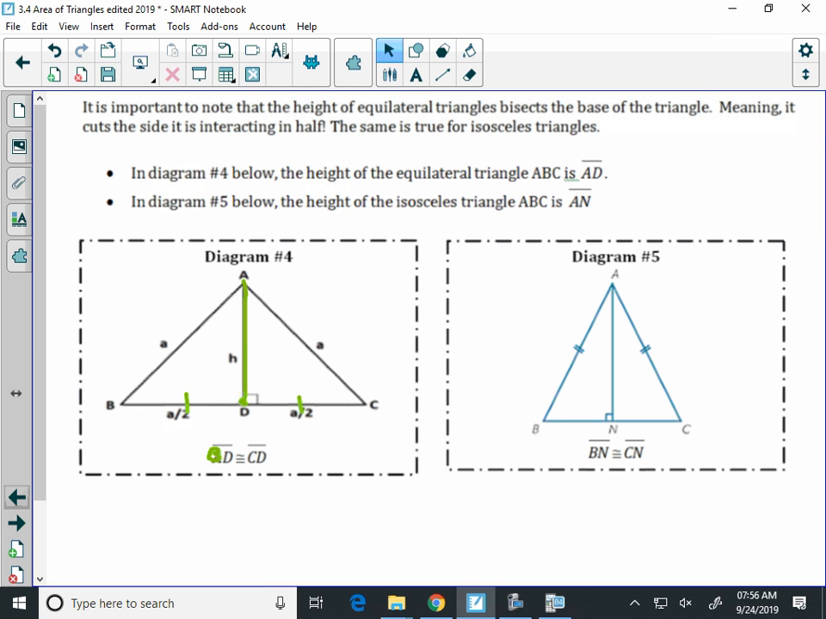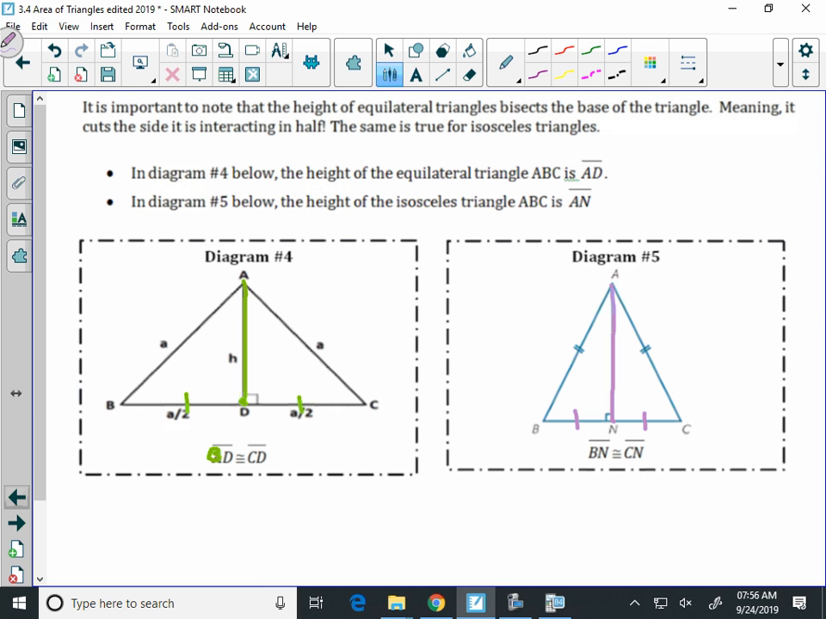Same thing with an isosceles triangle. In diagram number 5, this is an isosceles triangle and the height is AN. Well, because it's an isosceles triangle, the height is cutting that side in half. So BN and CN are the same. That's important to remember for these next two examples.